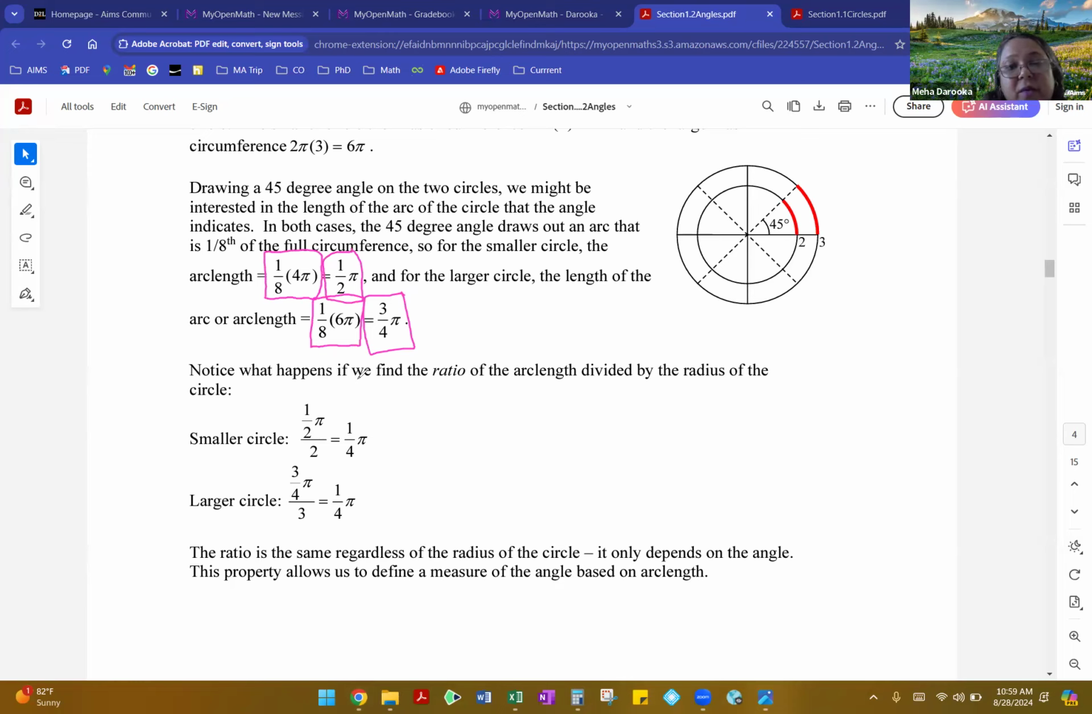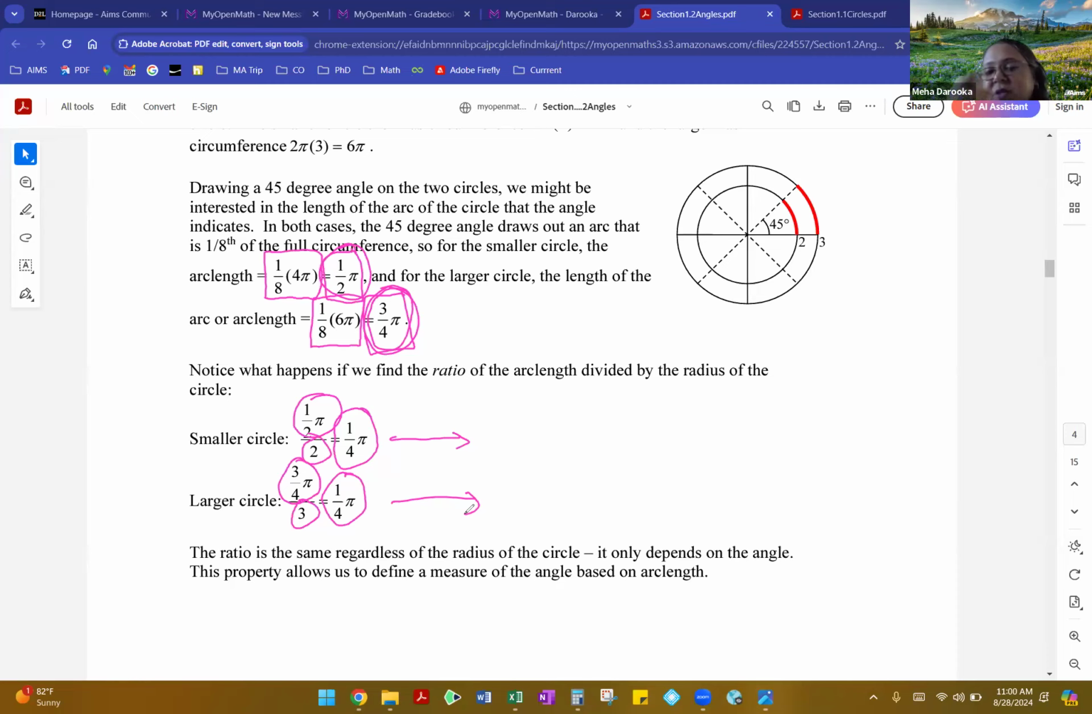They're saying now what happens if we find the ratio of the arc length divided by the radius of the circle. So if you take that 1/2 pi divided by the radius, you will see that gives us a value of 1/4 pi. When you take this guy over here, 3/4 of a pi, divided by its radius, you still end up getting the same exact value. So your ratio is still going to stay the same no matter what the radius of your circle is going to be.